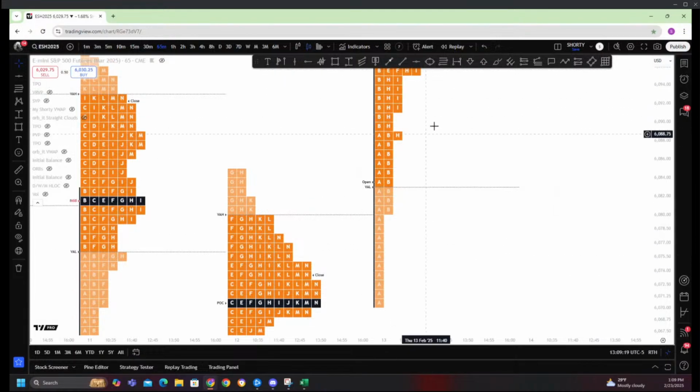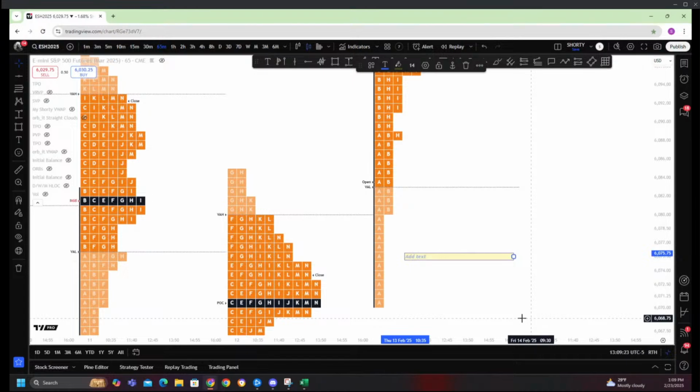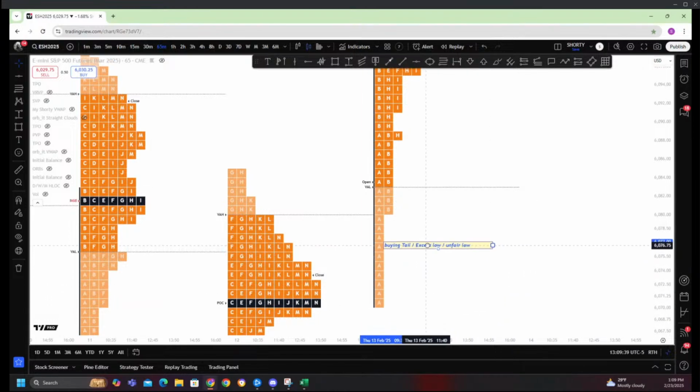When it's lonely by itself on the bottom, what do we call that? Excellent. Buying tail. Buying tail. Poor low. Not poor low. Okay, so this is your buying tail, excess low, or unfair low.